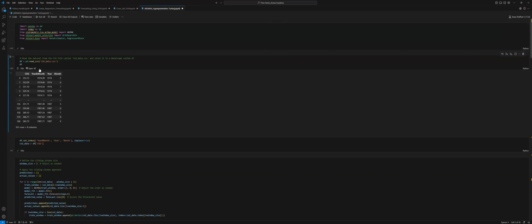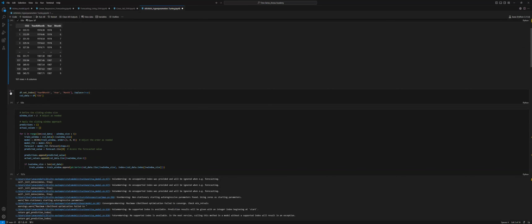As in the previous one, we created our data frame, which you are familiar with. Apart from this one, we will discuss 2 more algorithms. Then, as in the previous one, I have now set year and month as the index of our data frame.